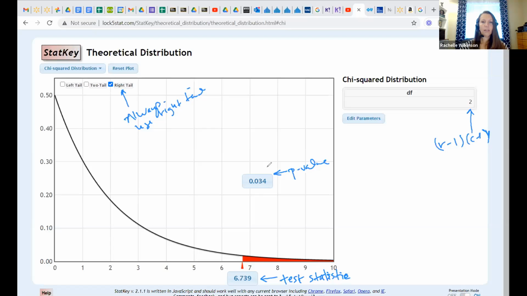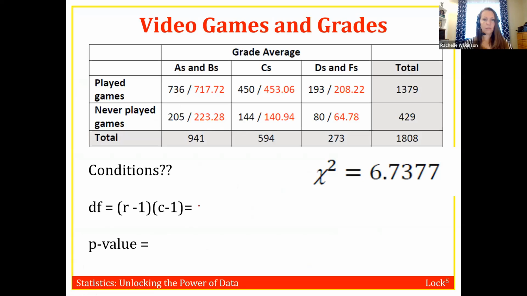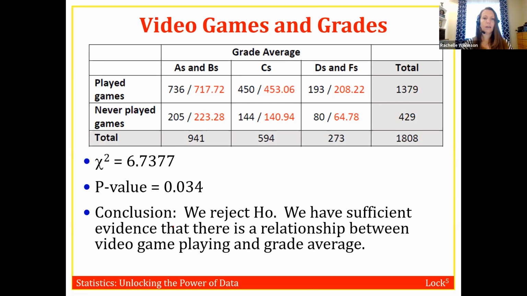All right, so we did all that work. We finally got our p-value, 0.034. So let's go back and figure out our conclusion for this test. We figured out we had 2 degrees of freedom, and 0.034 was our p-value. So our conclusion is we reject the null hypothesis. And when we reject, that means we have sufficient evidence for the alternative.